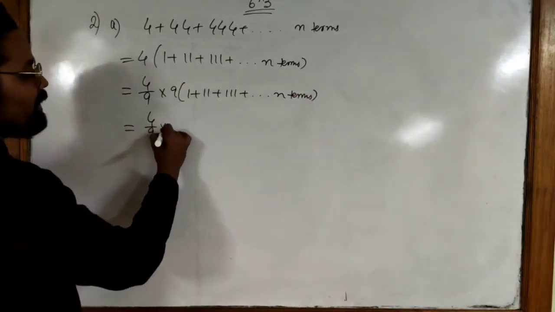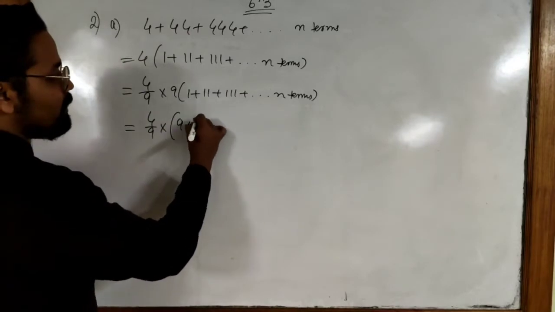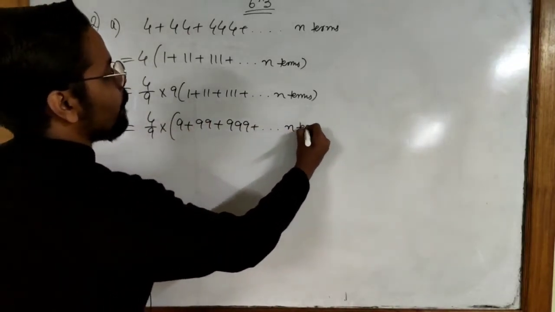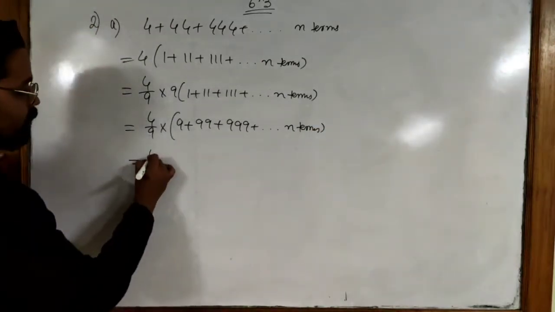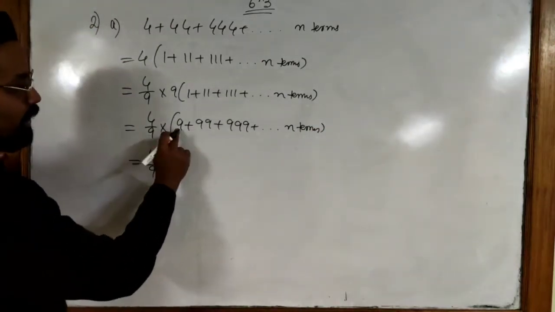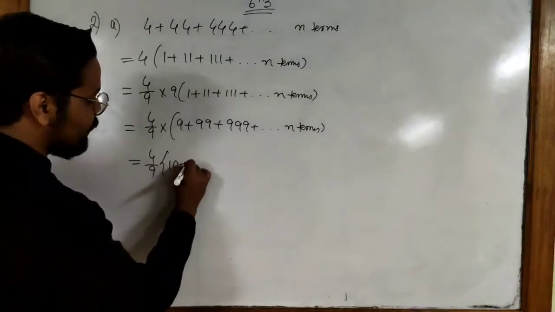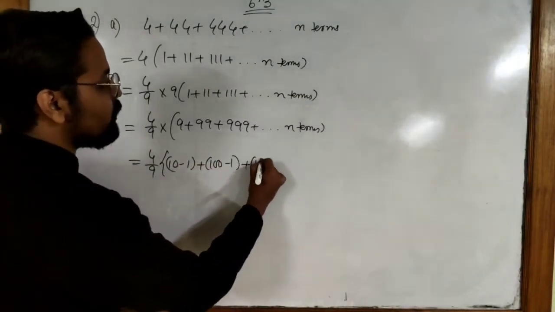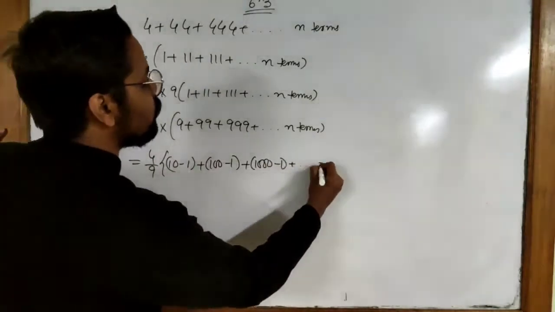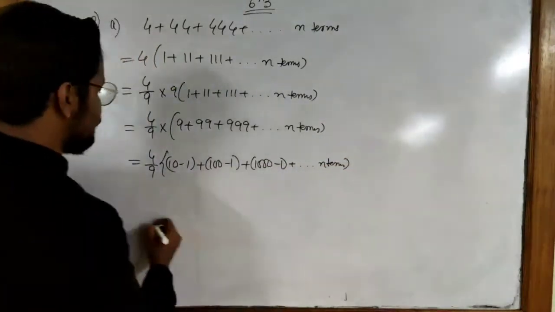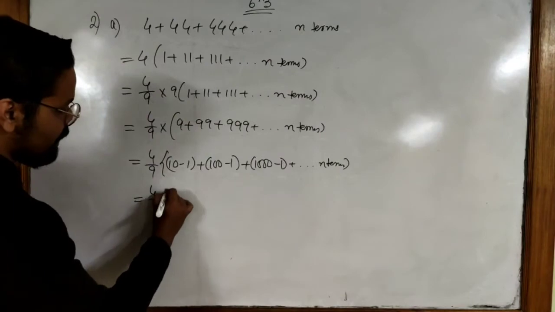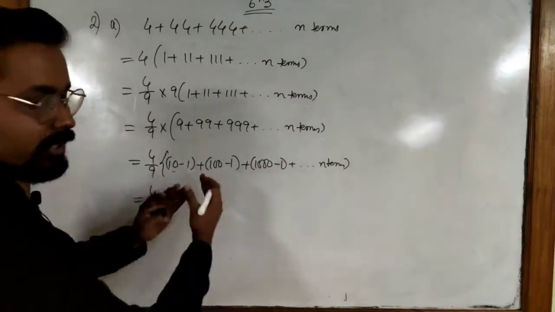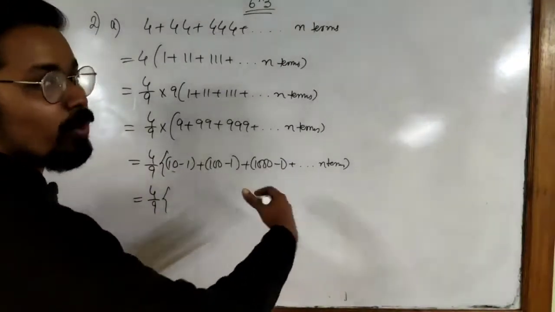So when we multiply it by 9, we get 9 plus 99 plus 999 up to n terms. So let's keep 4 by 9 here. 9 we can write as 10 minus 1, 99 we can write as 100 minus 1, this we can write as 1000 minus 1, up to n terms. So 4 by 9. So now from here let's get all the 10, 100, 1000s together, and let's get all the ones together.